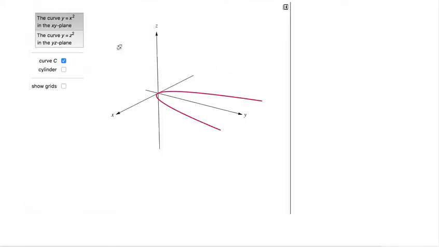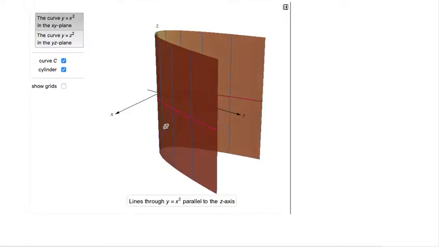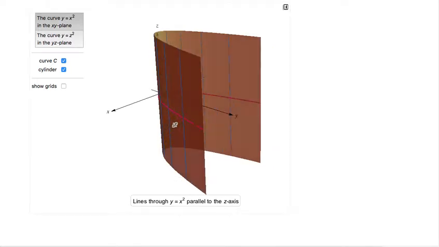In a similar way here, we have two versions where this curve is y equals x squared, kind of what you're used to seeing, and if we create a cylinder, we of course get an upright type of folded figure here.